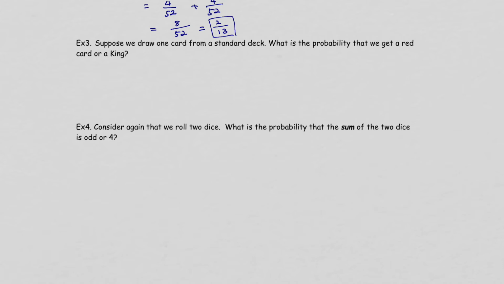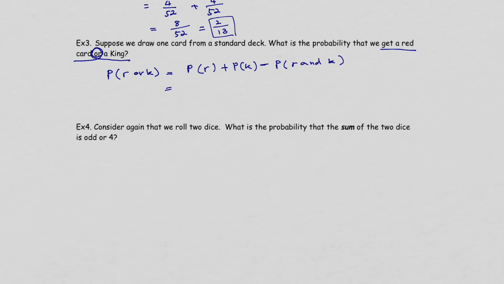Basically, they're asking exactly the same thing, but it says, what's the probability that we get a red car? So, red car or king, right? Find the probability of red or king. It is the probability of red plus the probability of king. And this is not an exclusive event, because there is a red king, right? So you need to subtract the probability of red and king.